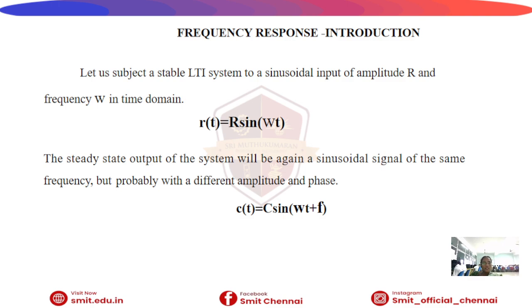Consider a stable LTI system with a sinusoidal input of amplitude R and frequency omega. So the input is r of t equal to R sin omega t. We know that omega is the angular frequency. Then the steady state output will also be sinusoidal. So c of t is equal to C sin of omega t plus phi. Here C is the output amplitude and phi is the phase shift. So the frequency remains the same, but the amplitude and phase change.